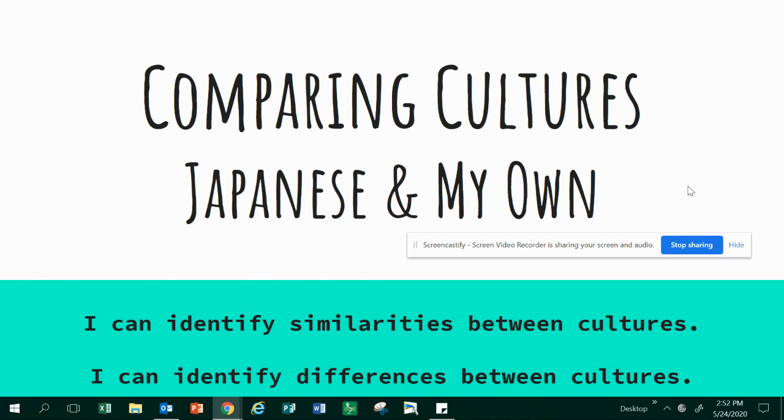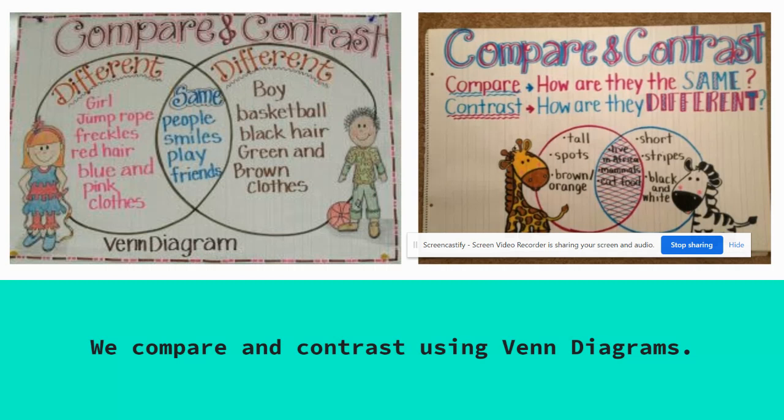Today we are going to be comparing cultures, the Japanese culture and your own culture. This week you've had a chance to think more about what you learned from reading The Dragon of the Red Dawn and thinking about the Japanese culture, but you're also going to be comparing that with your own culture. So our targets today are: I can identify similarities between cultures, and I can identify differences between cultures.